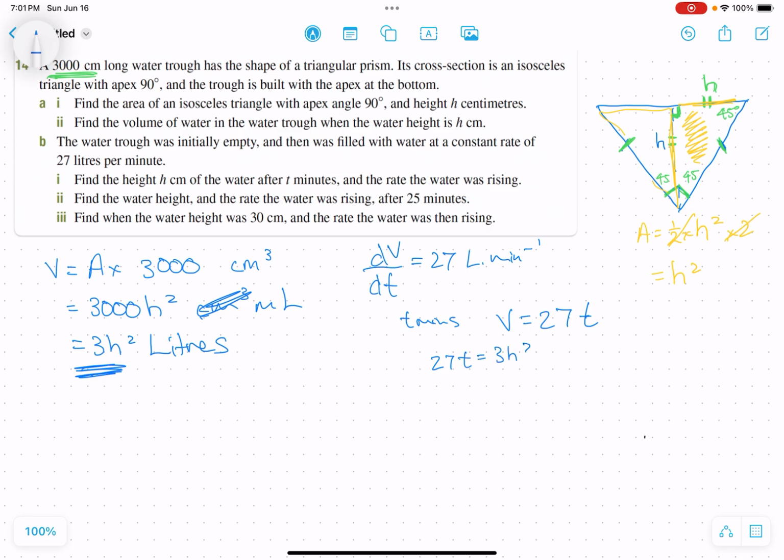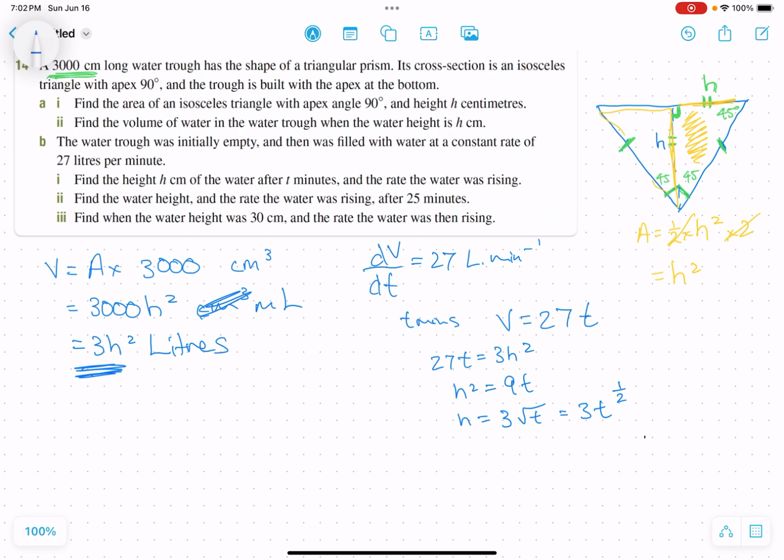Now if I equate that to my volume equation over here, that means 27t equals 3h squared. And then if I make h squared the subject, I'm just dividing both sides by 3. And if I make h the subject, I need to square root, and I'll take the positive square root because it's a positive height. So my h squared is 9t, my h is 3 root t, which is the same as 3t to the power of a half. So that's the height of the water after t minutes, in terms of t.